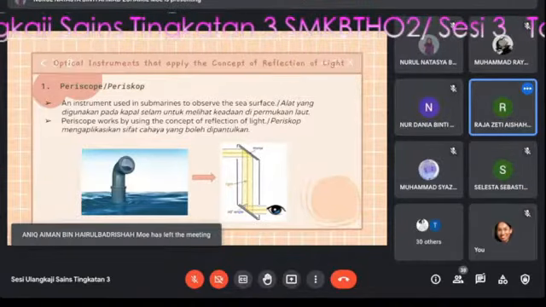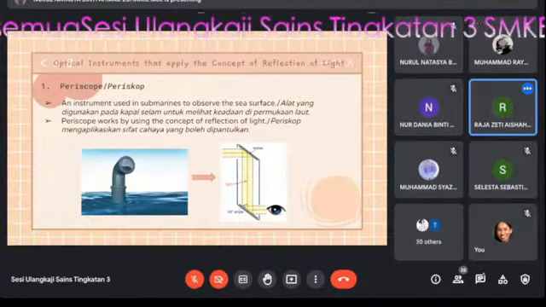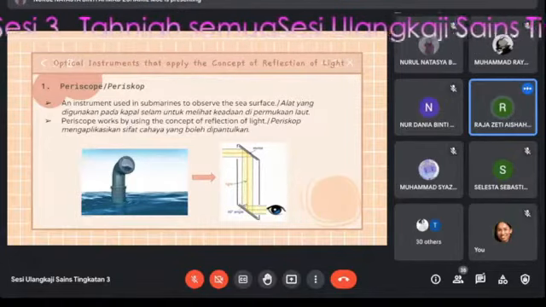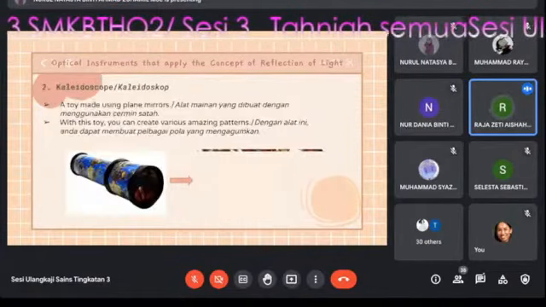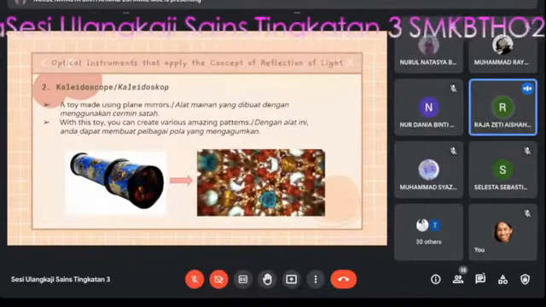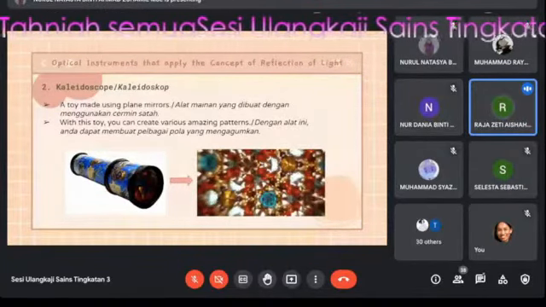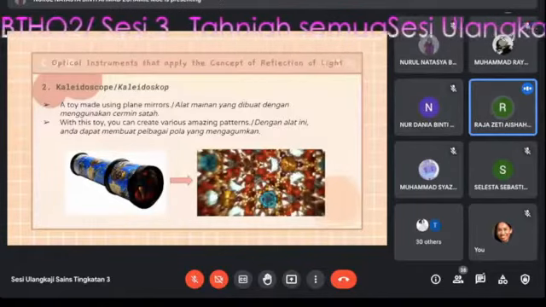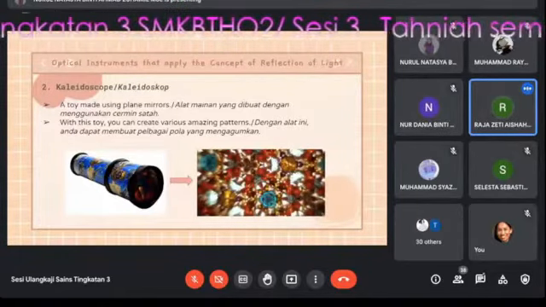Next is the kaleidoscope. The kaleidoscope is a toy made using plane mirrors. With this toy, you can create various amazing patterns like the picture shown in the slide. These patterns are obtained due to the repeated reflection of the image of the objects inside the kaleidoscope.